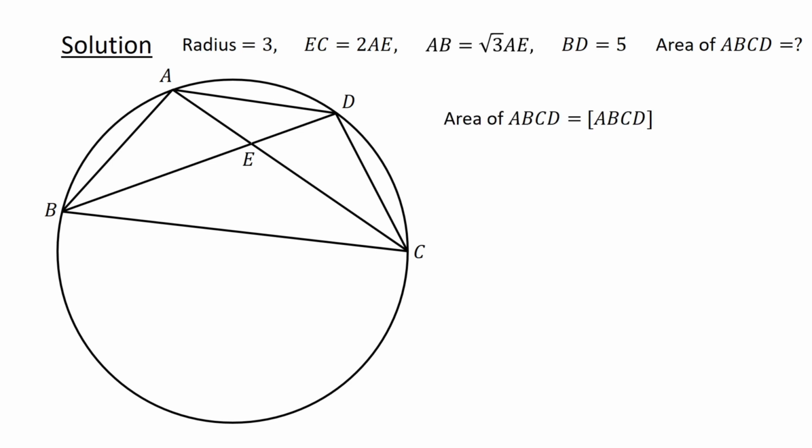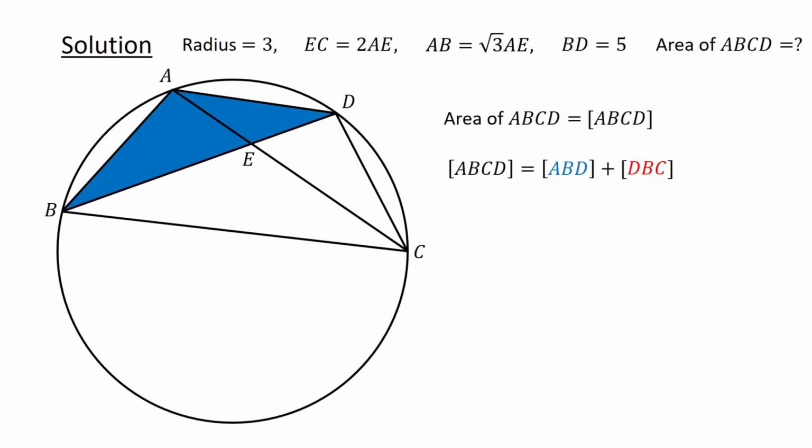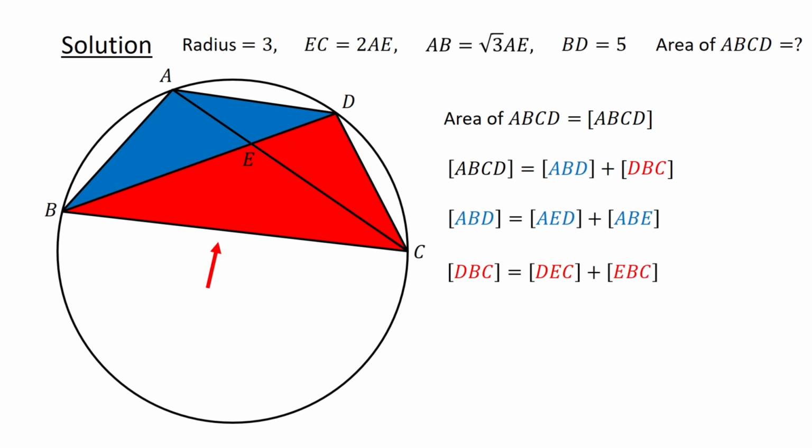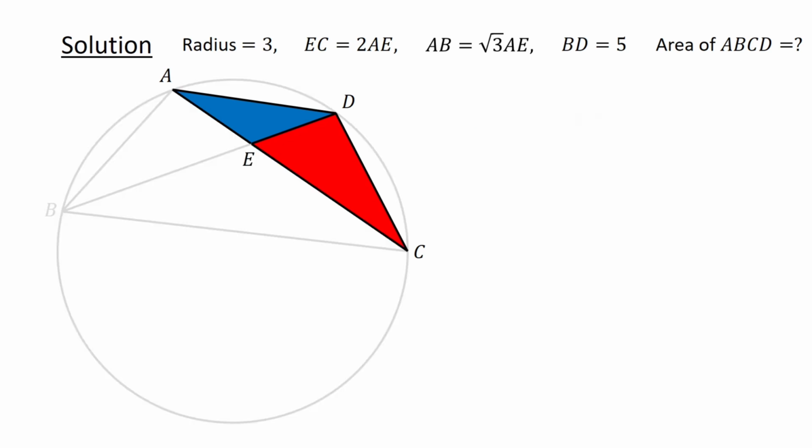First, denote the area of ABCD as this. Then, area of ABCD equals area of ABD, which is this blue region, plus area of DBC, which is this red region, where area of ABD equals area of AED, which is this triangle, plus area of ABE, which is this triangle, and area of DBC equals area of DEC, which is this triangle, plus area of EBC, which is this triangle.